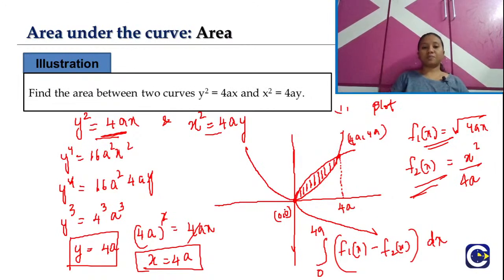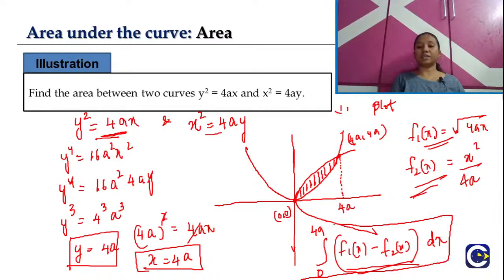So far I have explained step by step. First thing, sketching the plot. Second thing, finding the intersection point, which leads us to the limits. And the third thing, identifying the upper and lower curve, which will give our function for the integration part. Right, so this is our entire thing.